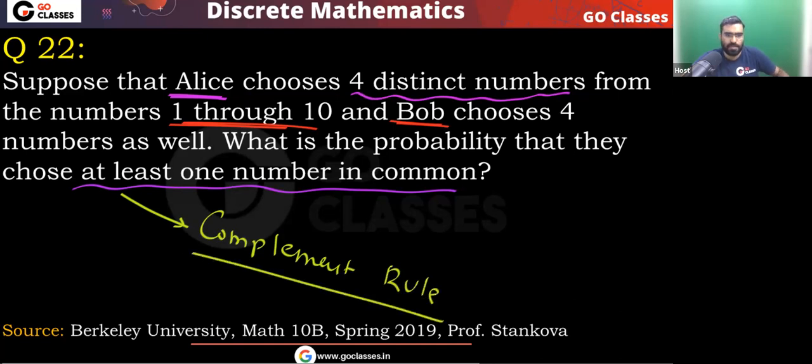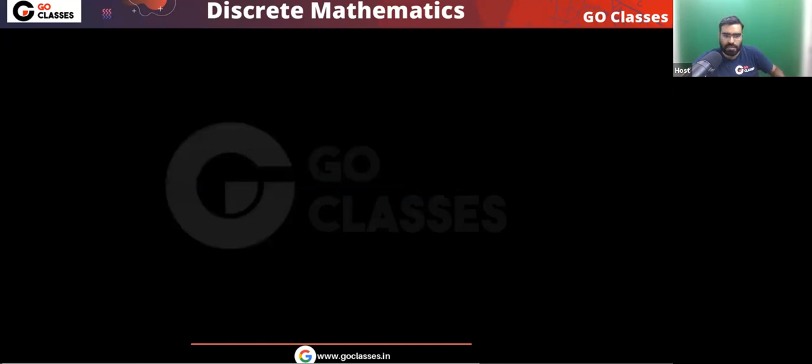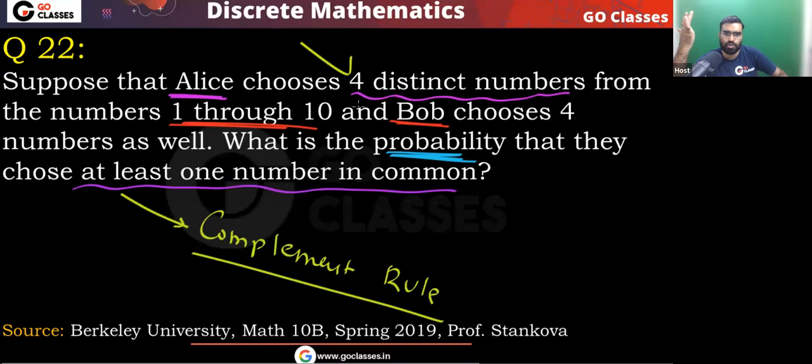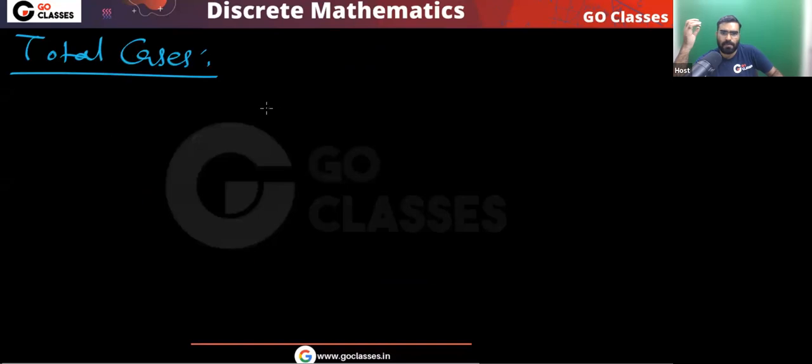So what will your answer be? The question is asking for probability, but first let's find out the total cases. Just count the total cases. Alice is choosing 4 distinct numbers and Bob is choosing 4 distinct numbers. So what is the total number of cases?